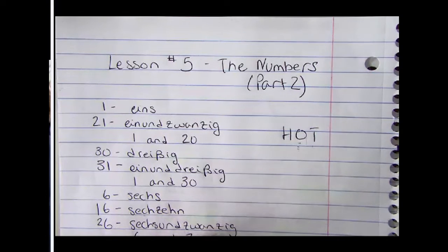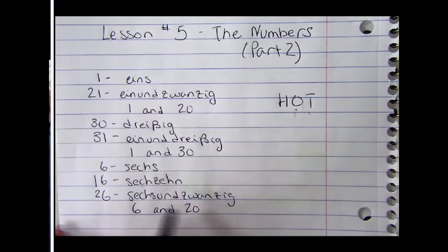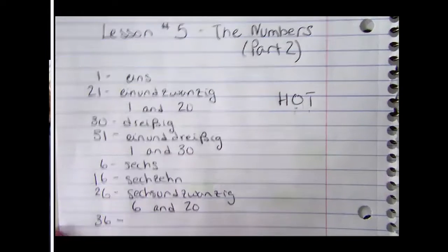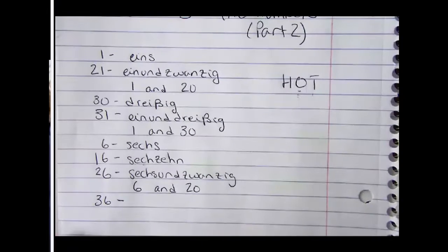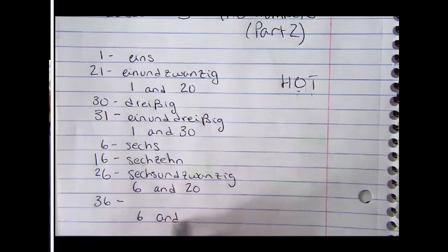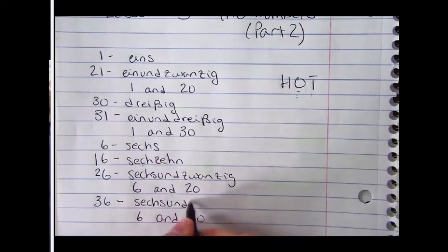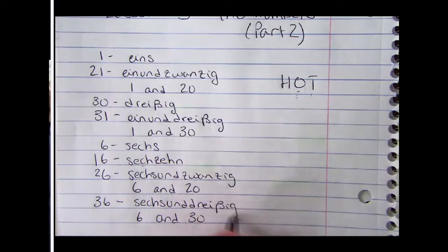6 und 20. So that S has to be there behind this. You can't just have it dropped. So it gets dropped in the 16, but it does not get dropped in the 20s, 30s, and so forth. So please give this a shot really quick and see if you can do 36. 6 and 30. So that was 6 und 30.